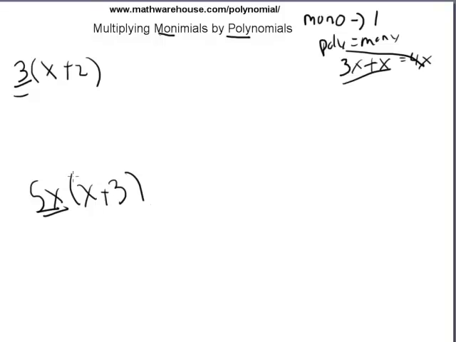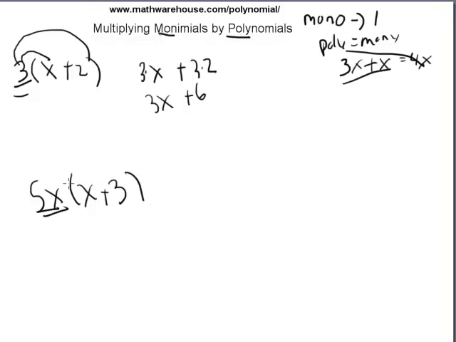Okay, so to multiply monomials by polynomials, it's actually very straightforward. It's really just applying the distributive property. So you multiply the monomial by the first term in the polynomial, which is 3 times x, and you distribute the 3 to the other term of the polynomial, or 3 times 2. So our final answer is 3x plus 6. That's it. Just multiply the monomial and simplify if you need to.